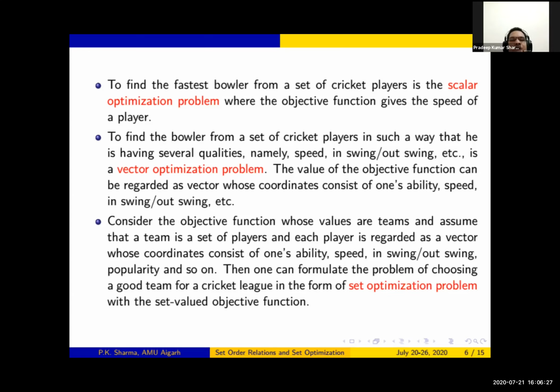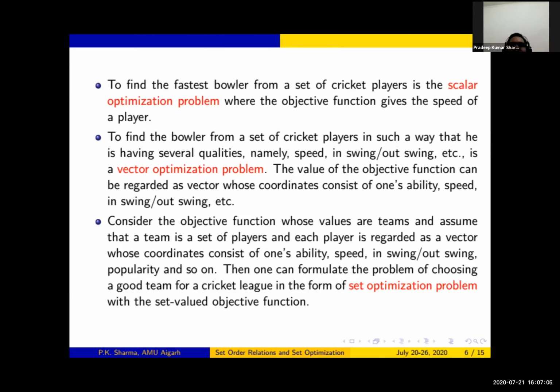Further, suppose we want to find a bowler from a set of cricket players in such a way that the bowler has several qualities, namely speed, stamina, in-swing, out-swing, and so on. Then we can see that a player is a vector whose coordinates are speed, in-swing, out-swing, stamina, and so on. So the value of the objective function is a vector. So this will be the case of vector optimization problem.